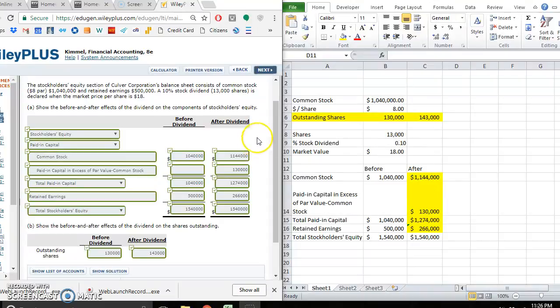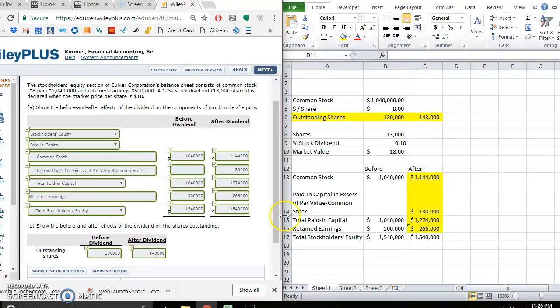So we're going to start with our common stock. We have 1,040,000 in our common stock, not thousand, 1,040,000, for our common stock. So we're going to make sure to put that in over here. And then our money per share is $8 par value, which it says. Now our outstanding shares, this is what we have to find down below on part B.